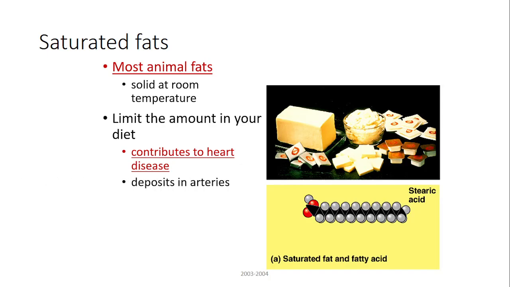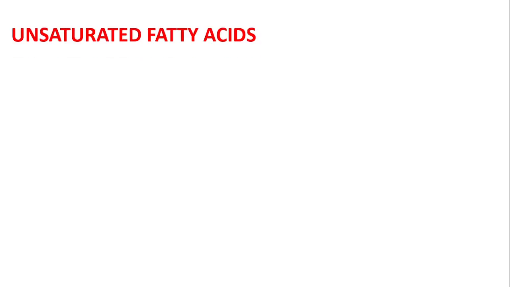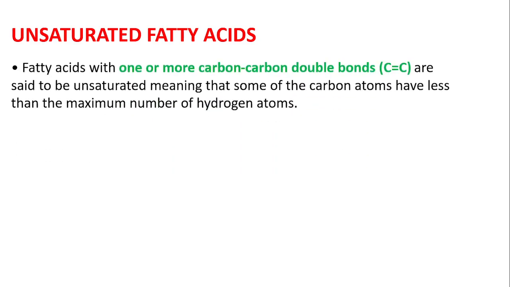Like I've already stated, they can form a solid in the arteries, the blood vessels. I'm sure most of you understand the blood vessels. Let's quickly look at the unsaturated fat acids. A fat acid with one or more carbon double bonds is said to be an unsaturated fat acid. This simply means that they have a smaller number of hydrogen atoms.